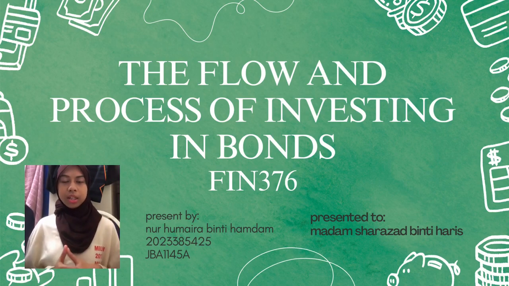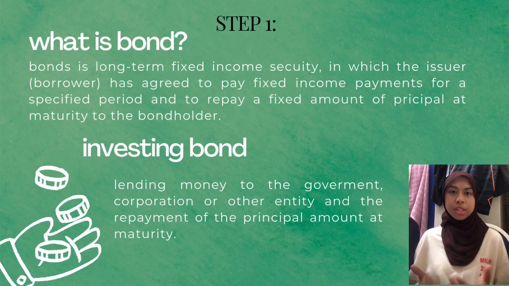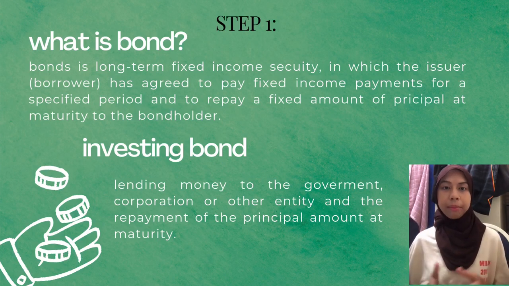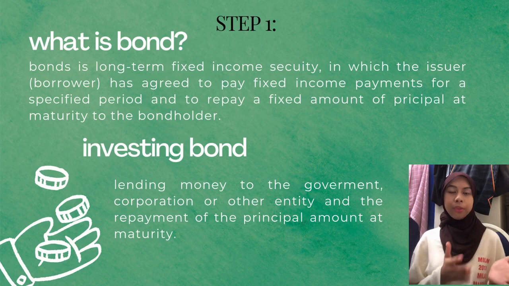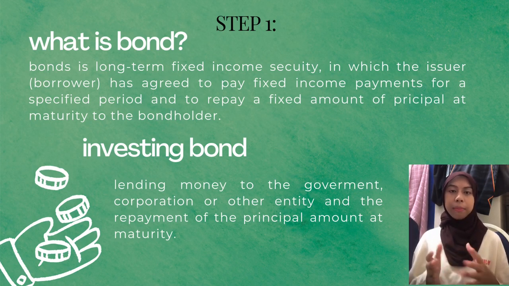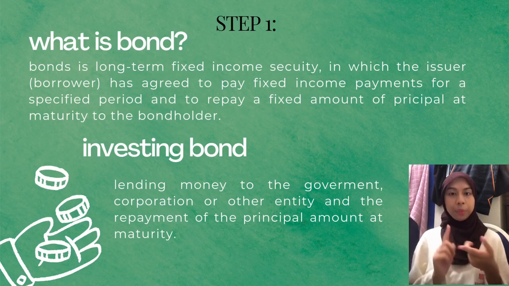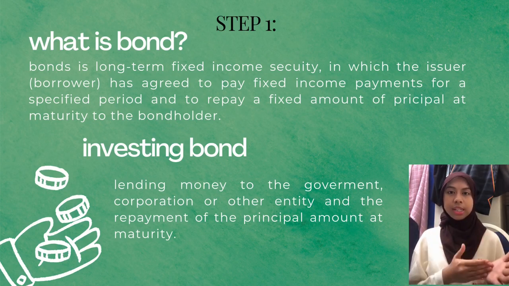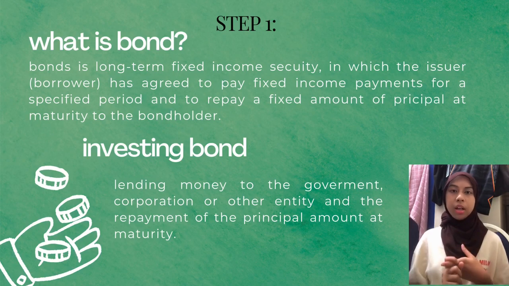Now, I want to present about the flow and process of investing in bonds. So, what is a bond? A bond is a long-term fixed income security in which the issuer, or we call the borrower, has agreed to pay a fixed income payment for a specific period, and to repay a fixed amount of principal at maturity to the bondholder. That's what investing in bonds is. Investing in bonds means lending money to a government, corporations, or other entity for a fixed period in exchange for regular interest payments, or we call coupon payments, and the return of the principal amount at maturity.